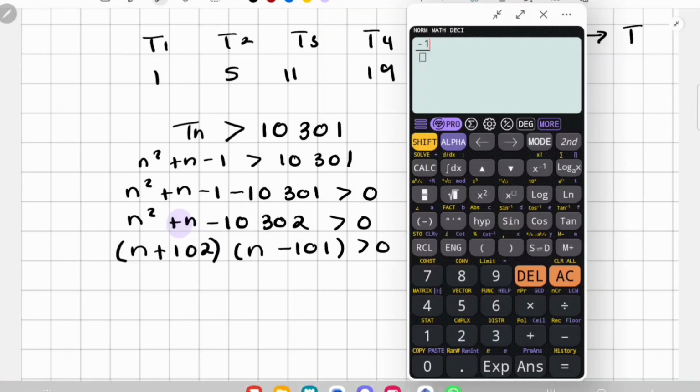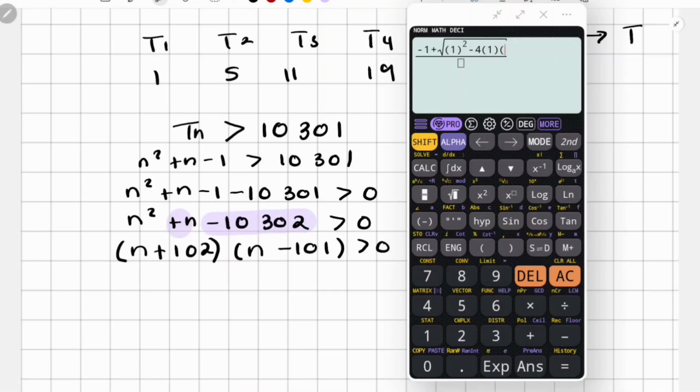So negative 1 plus minus, so I'll just say plus, the square root of b squared, which is 1 squared, minus 4 times a, which is an invisible 1 that we have there, and then times c, which is this negative 10,302. And then I'll say over 2a, and a is really just 1. So you can say times 1, it's okay. But even if you didn't, it was still going to work out.